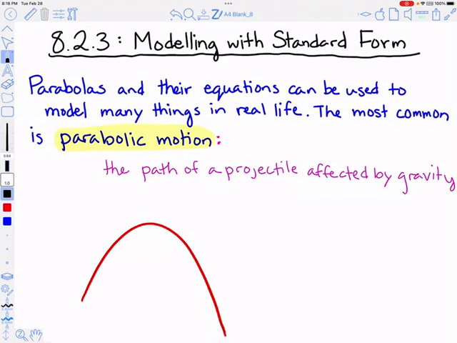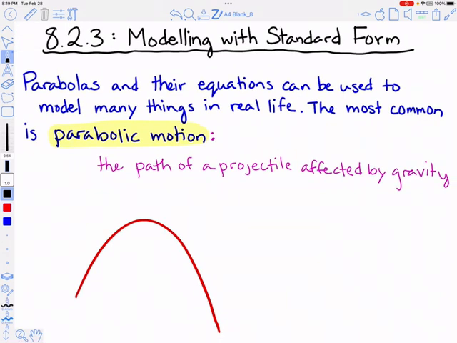All right, you guys, so we're going to be getting into a lesson today where we're going to start using our quadratic equations to model real life situations. I'm calling it modeling with standard form.